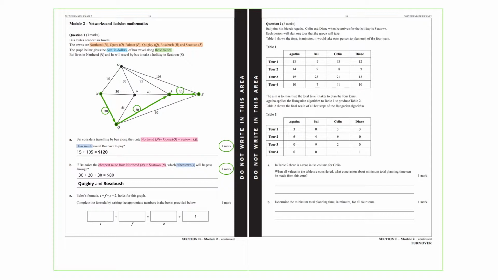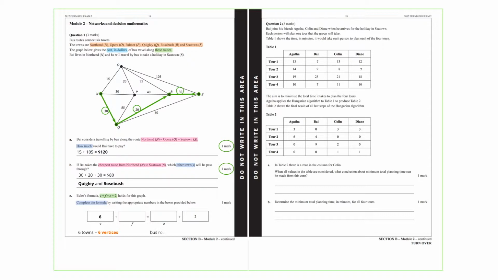Part C. Euler's formula V plus F equals E plus 2 holds for this graph. Complete the formula by writing the appropriate numbers in the boxes provided below. Let's start with the number of vertices V. There are 6 towns, so there are 6 vertices. So we write 6 in this box.